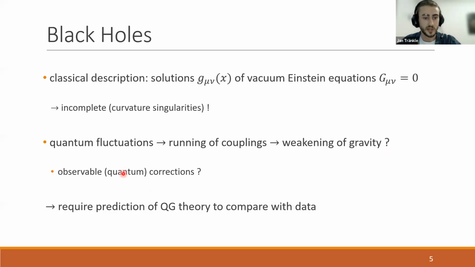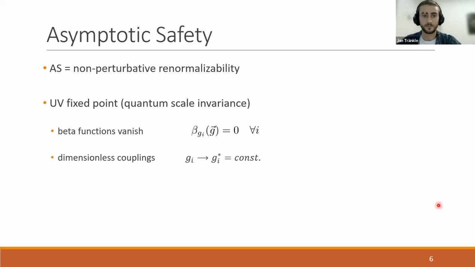So a natural question to ask is then, are there any quantum or other corrections that may be observable for black holes with the data we have available today? And in order to answer this question, we require a concrete prediction of a quantum gravity theory like asymptotic safety that we then can compare with the data. So the idea of this talk is to show you a way to compute such a prediction.